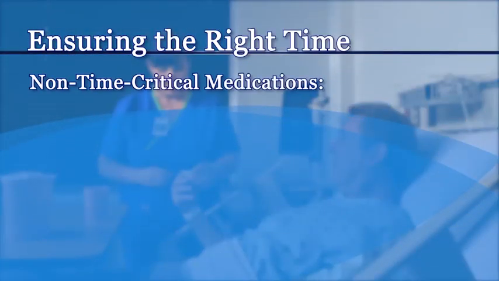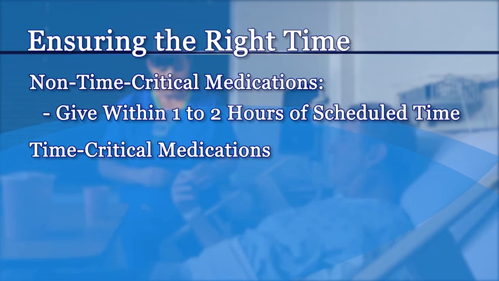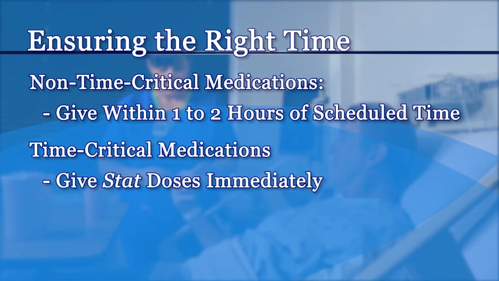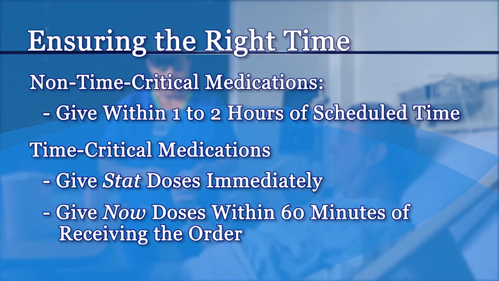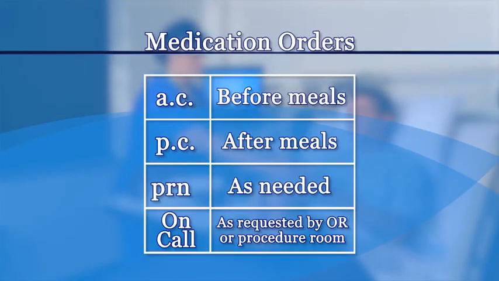To observe the right time, follow your agency's recommended schedule for routine medications. In general, give non-time critical medications within 1 to 2 hours of the scheduled time. For time-critical medications, stat doses must be given immediately, and now doses must be administered within 60 minutes of receiving the order. Use your clinical judgment about the timing of other doses. For example, if a drug must be given with food, administer it within 30 minutes after a meal.